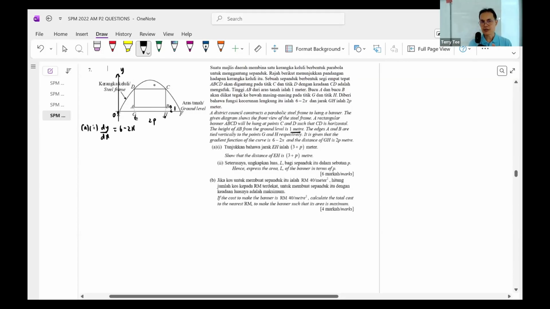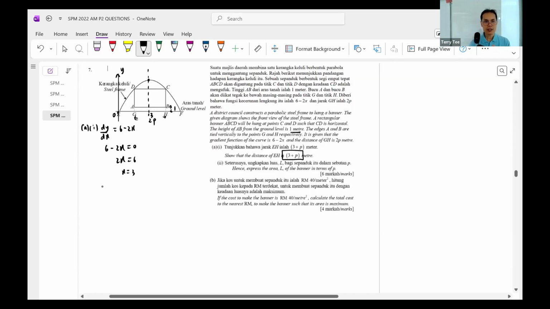So we know that if this is a gradient function, it's from a quadratic, because when you differentiate a quadratic function, you get a linear dy dx. At the turning point, dy dx is what? dy dx is 0. So 2x is 6, x is 3. Why do I do that? I want to know this is x equals to 3. This is 3. Okay? What are we finding? We're finding EH. We are supposed to show that EH is 3 plus p. You know GH is already 2p, right? This is the axis of symmetry, right?